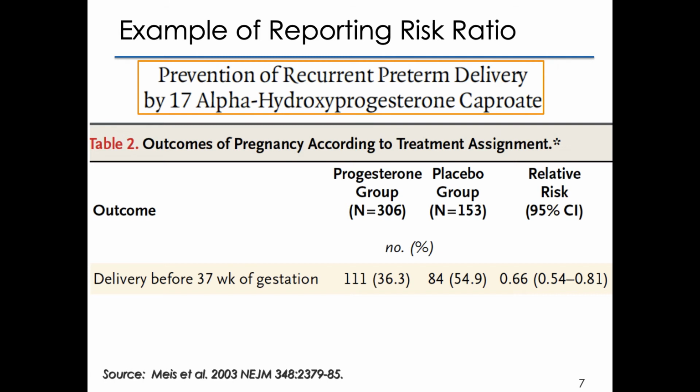in the placebo group. So then the relative risk comparing those two groups is 0.66, or in other words, the progesterone group had an incidence that was a ratio that was a proportion of 0.66 of the placebo group, or preterm birth risk was reduced by 34% in the treatment group compared to the placebo group.